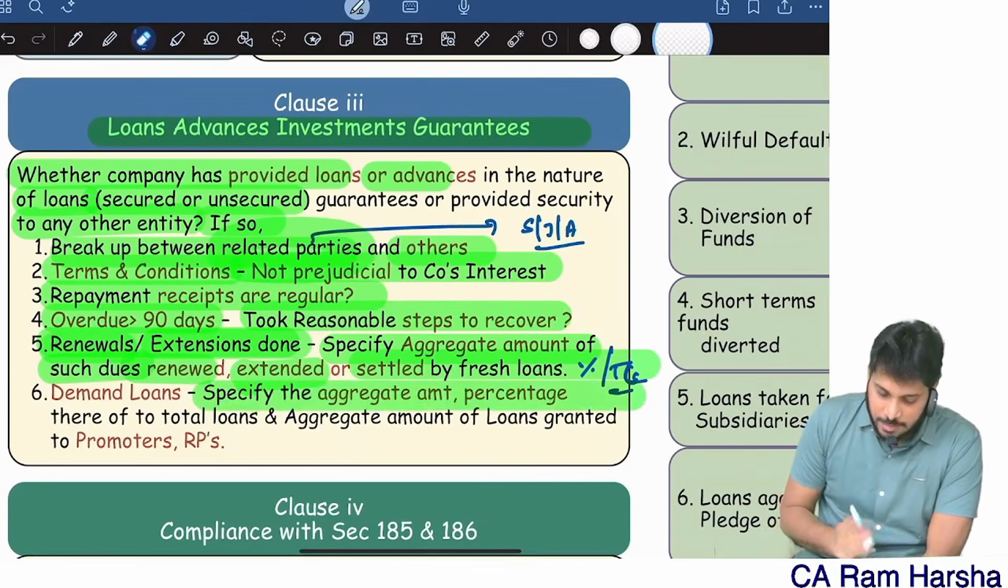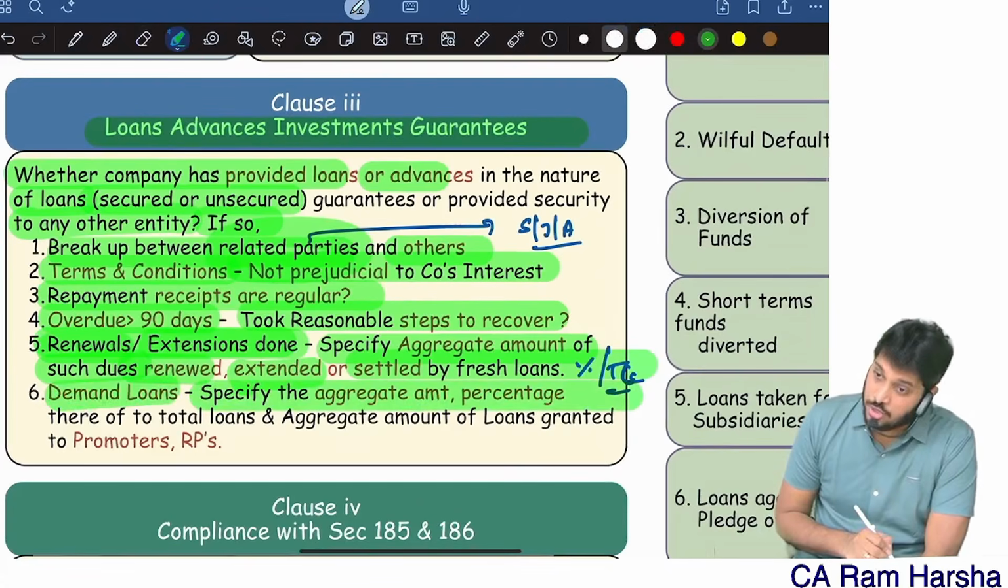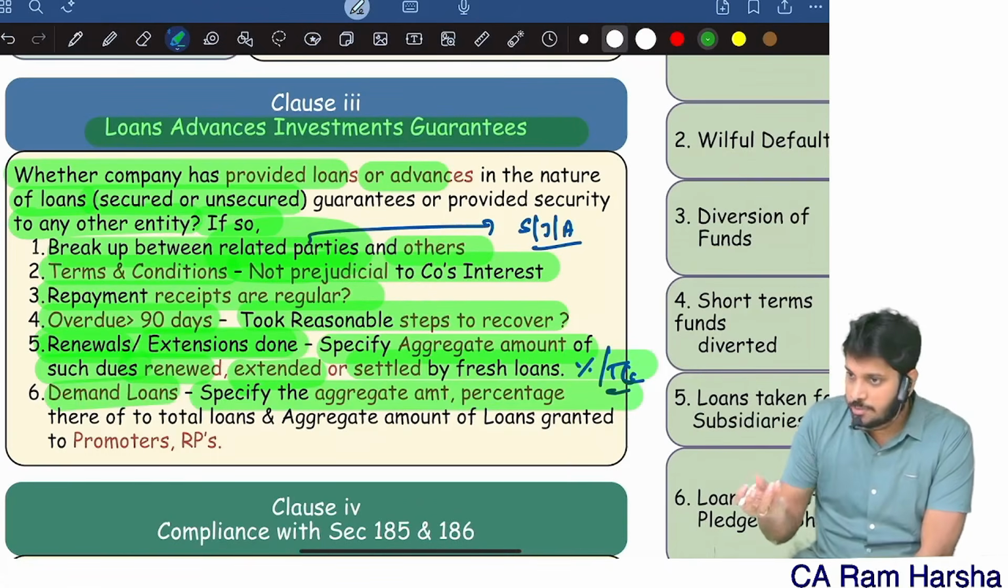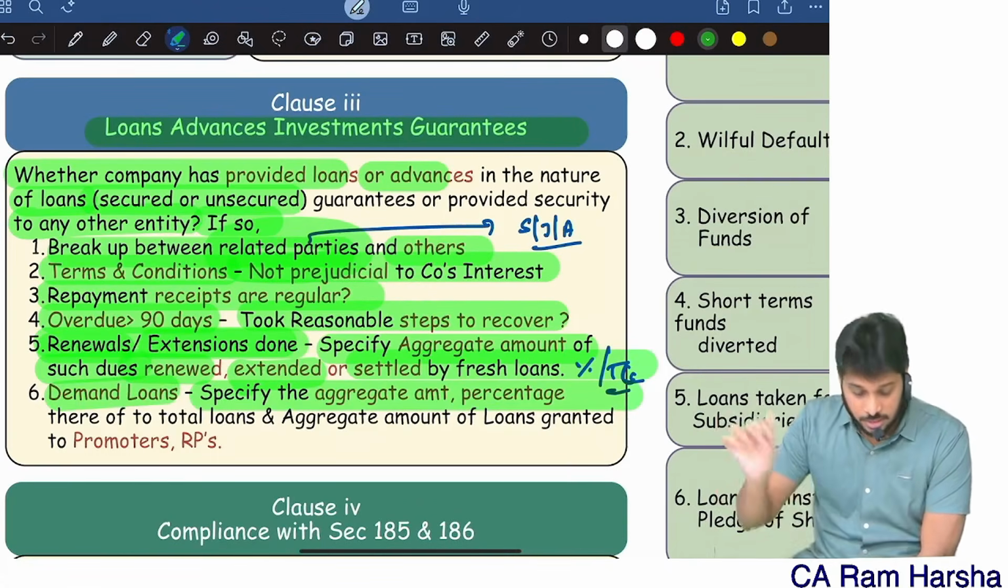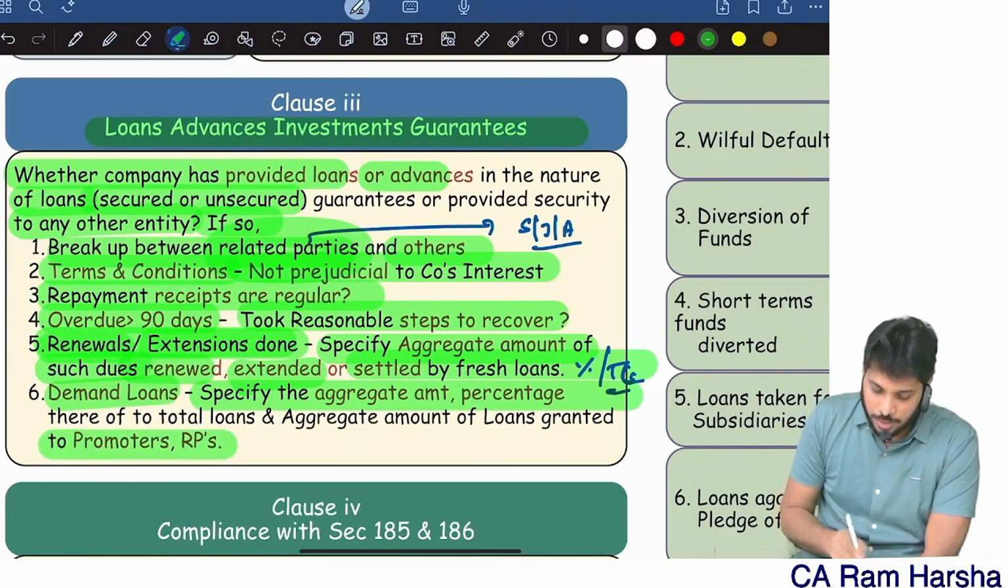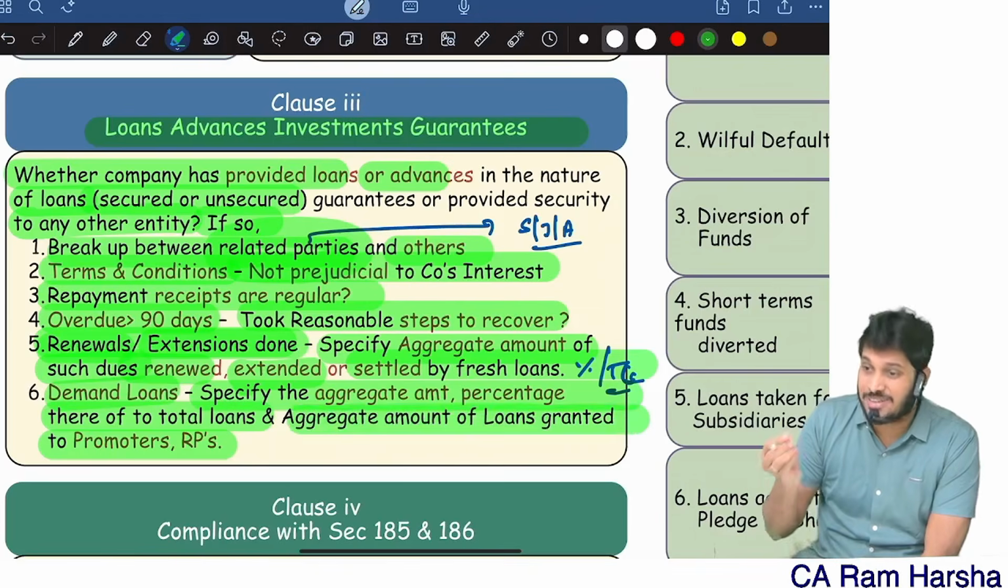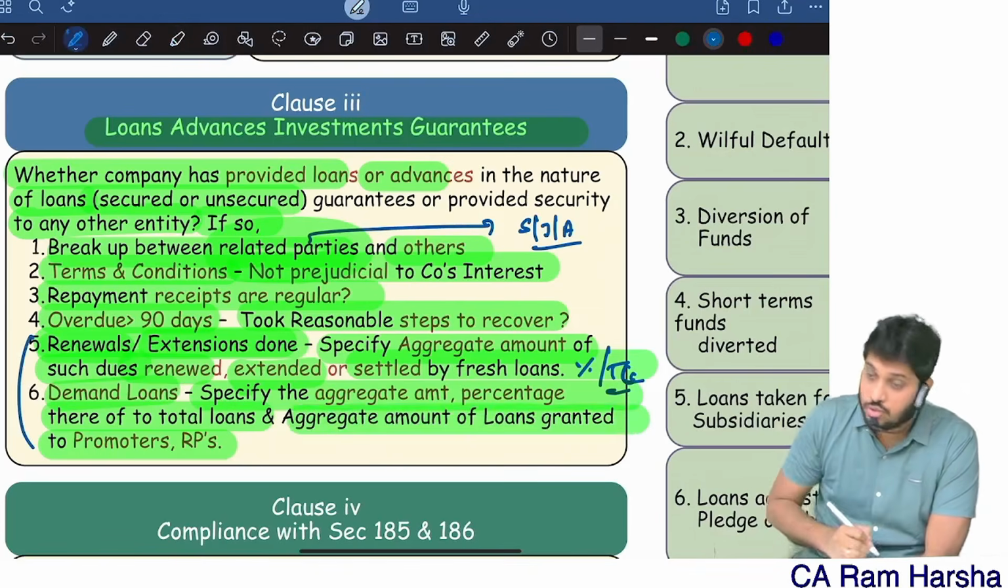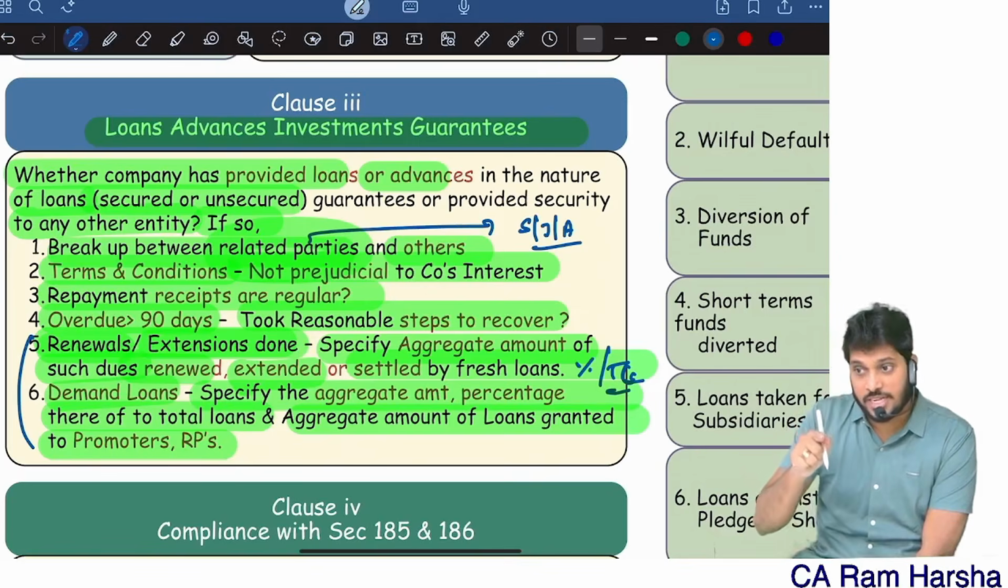Specify demand loans also. Sometimes companies will give demand loans. Demand means repayment on demand, or there is no repayment period. If any such loans are given to promoters and related parties, specify the total amount of loan and what is its percentage. In both cases, the percentage also has to be mentioned.